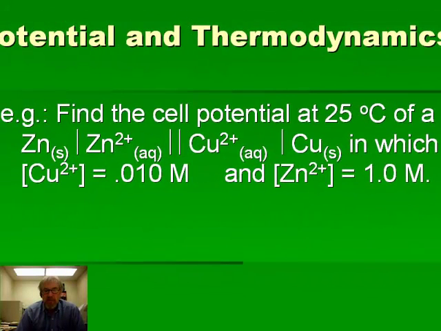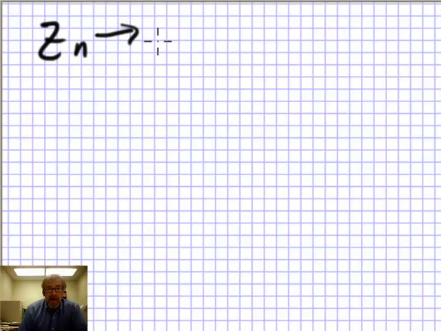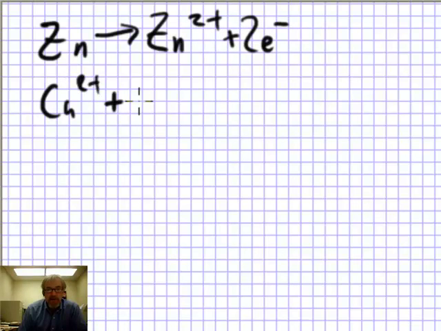For example, we're asked here to find the cell potential at 25 degrees C of a zinc-2, copper-2 copper cell, where the copper ion concentration is 0.01 molar and the zinc concentration is 1.0 molar. Well, first of all, let's establish what the reaction is here. Zinc is the thing with the highest oxidation potential, the lowest reduction potential, so it's going to oxidize to zinc 2 plus and give 2 electrons. Copper is least active, and so it's going to reduce from copper 2 to copper.